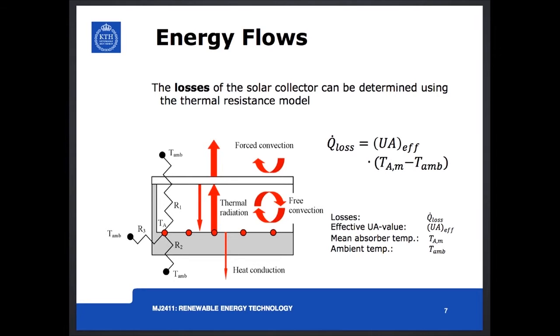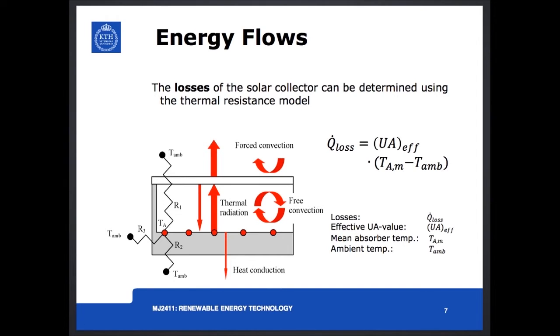Heat losses within the solar collector are composed of three different heat losses. We have heat losses through conduction, which are usually relatively low. We can insulate the reflector. We can insulate the solar collector quite well at the backside.